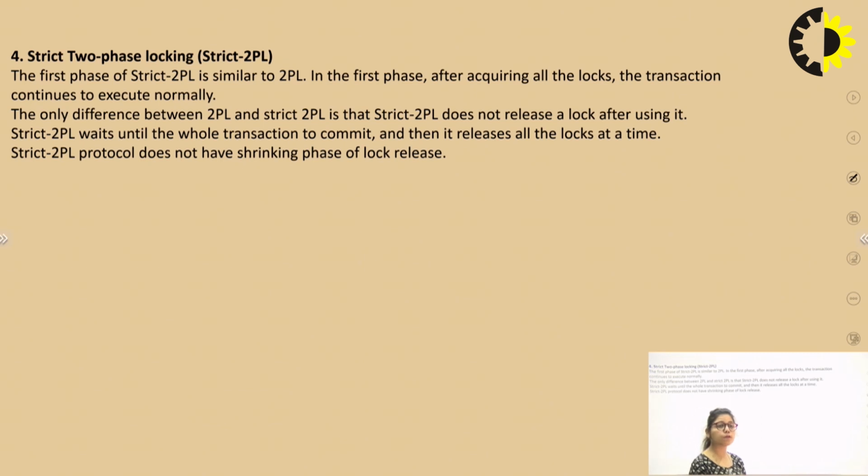Strict 2PL waits until the whole transaction commits, and then it releases all the locks at a time. Basically, when all the operations are performed by the transaction, then it will release all the locks at the same time. Strict 2PL does not have a shrinking phase of lock release. This is called strict two-phase locking protocol.